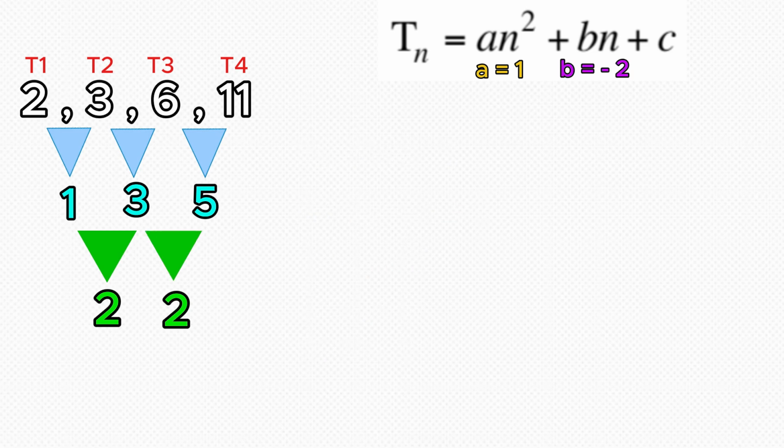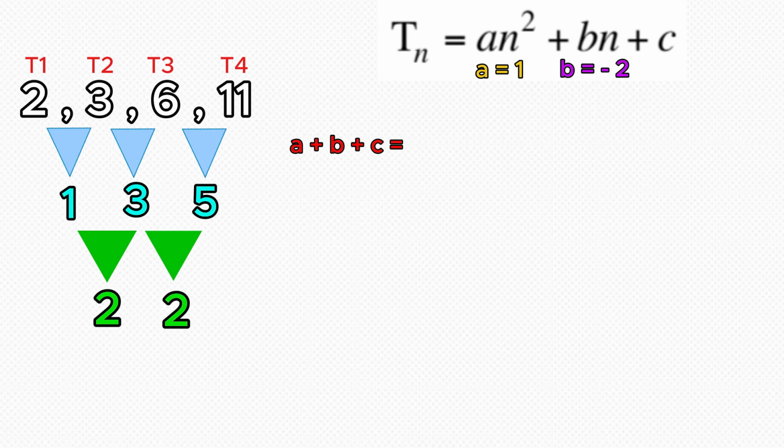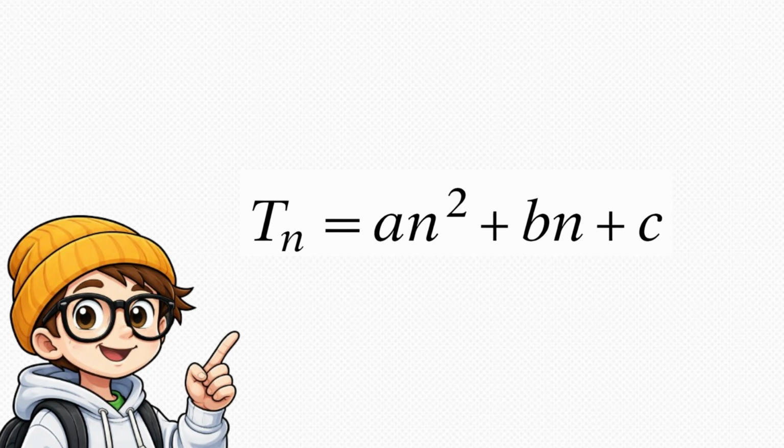Now we need to find c. To do that, we always start with a plus b plus c, which is equal to the first number of the main number line. In our case, that means a plus b plus c equals 2. We already have our values for a and b, so we substitute them in, giving us 1 plus negative 2 plus c equals 2. That simplifies to negative 1 plus c equals 2. Now we want c to be alone, so we move the negative 1 to the other side. When it moves across, it becomes positive, giving us c equals 2 plus 1, and in the end, c equals 3. And that's how we get our general term formula.